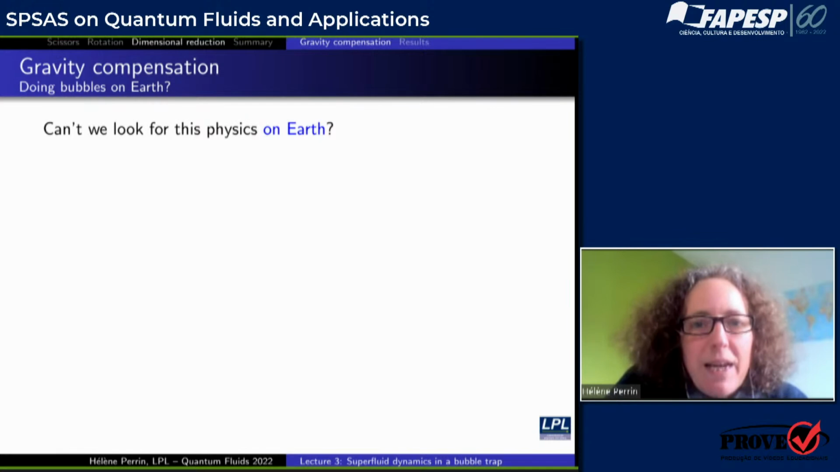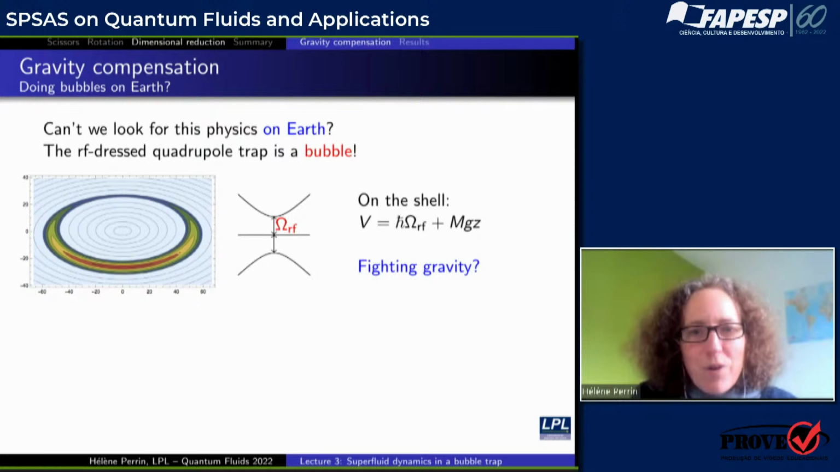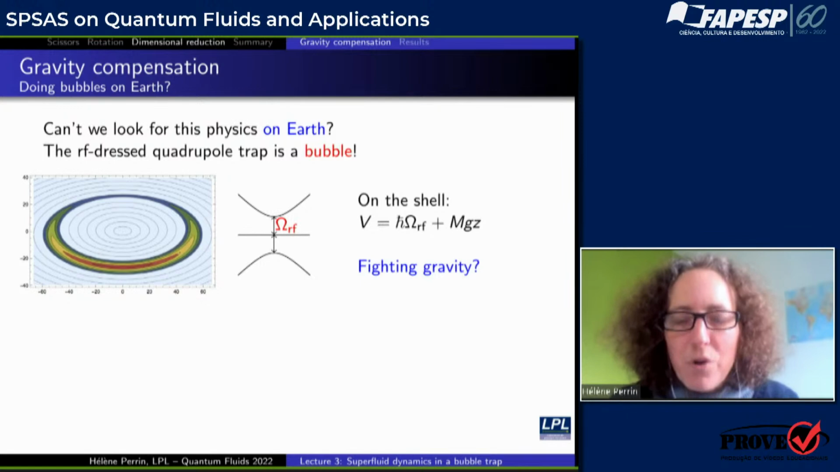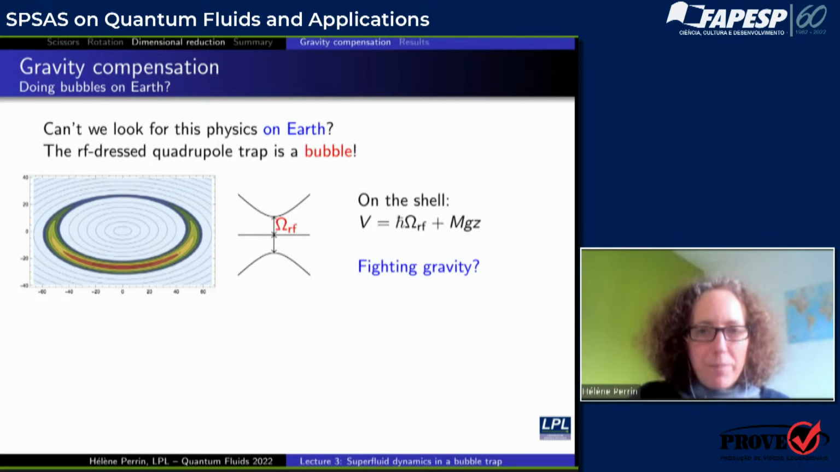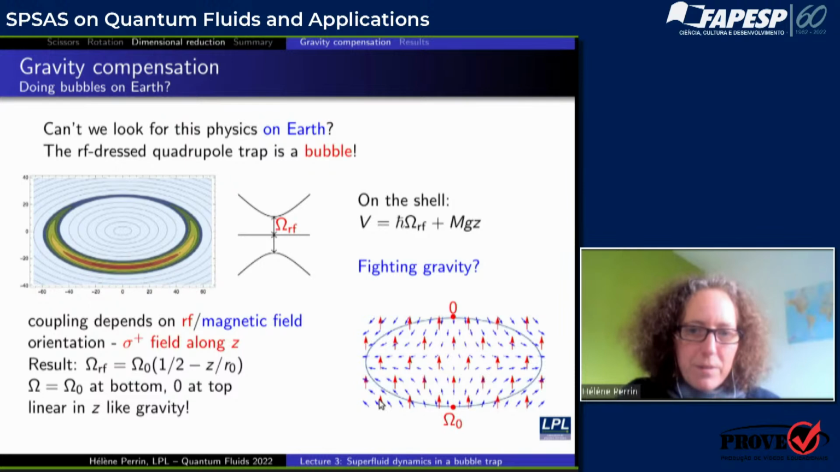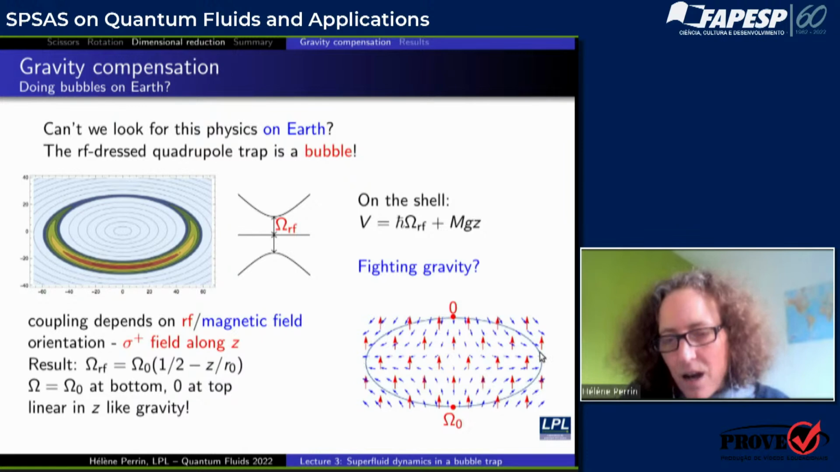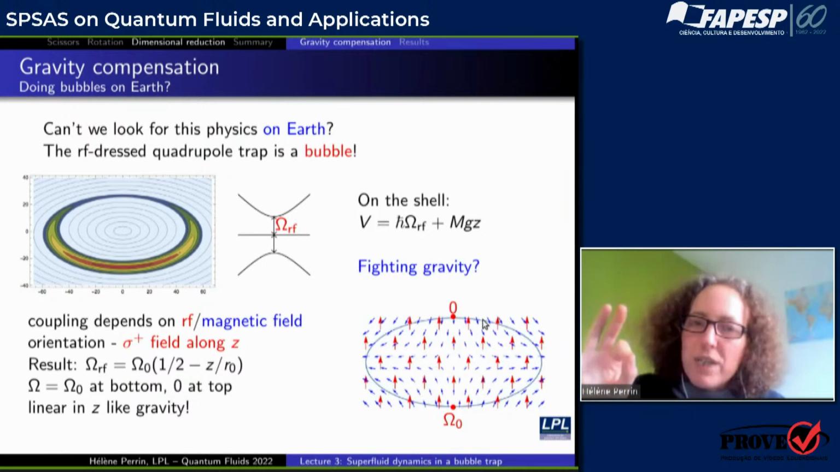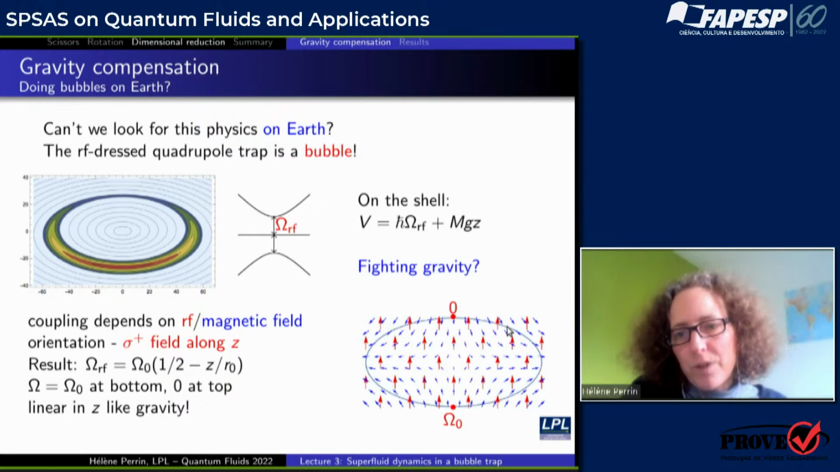And so for that, we need a mechanism to compensate for gravity. And fighting gravity will take advantage of what I told you just before on the inhomogeneity of the RF coupling. Remember, the RF coupling is maximum at the bottom and zero at the top. But now if I sit exactly on the resonance surface, the potential, which is the square root of detuning squared plus coupling squared, has zero detuning. So the adiabatic potential is just equal to the coupling itself. But the coupling varies with Z. It has a minus Z contribution.